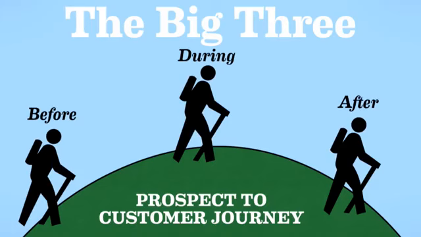So when we look at advertising, when we look at the prospect to customer journey, we look at it in three phases, as you can see here. We've got before, during, and after. Now, before they are even a prospect, they're just hanging out on Facebook or Pinterest or Instagram, and you'd like to get your message in front of them. And so that's one group of people.